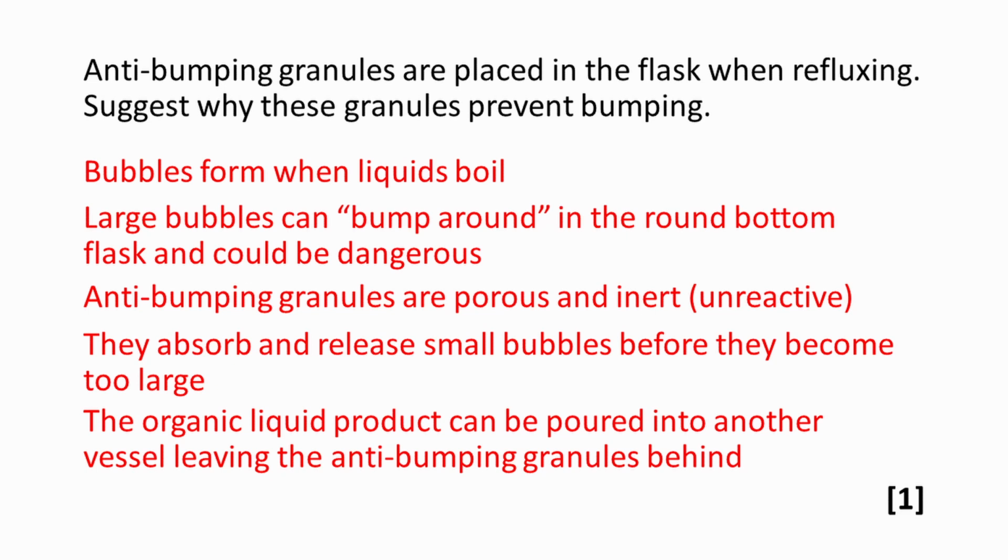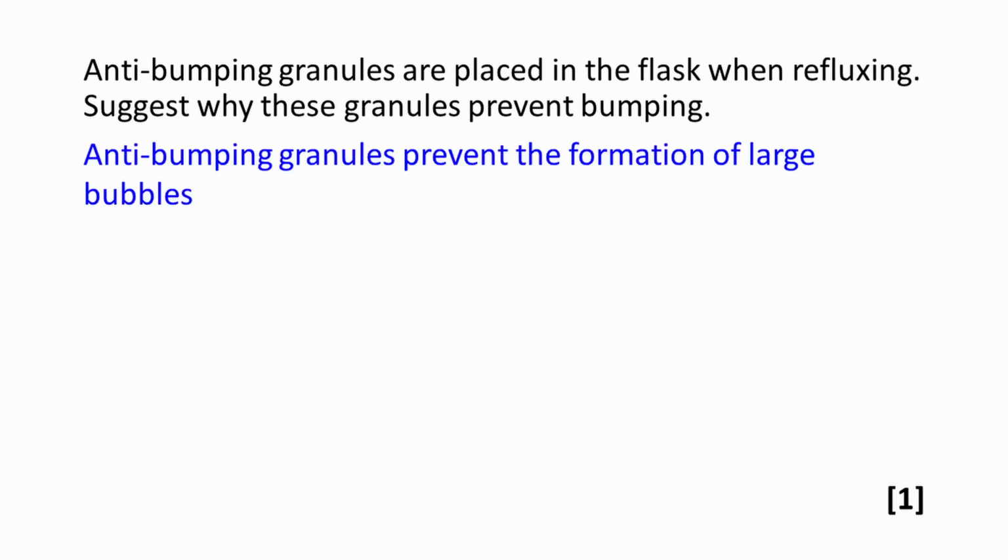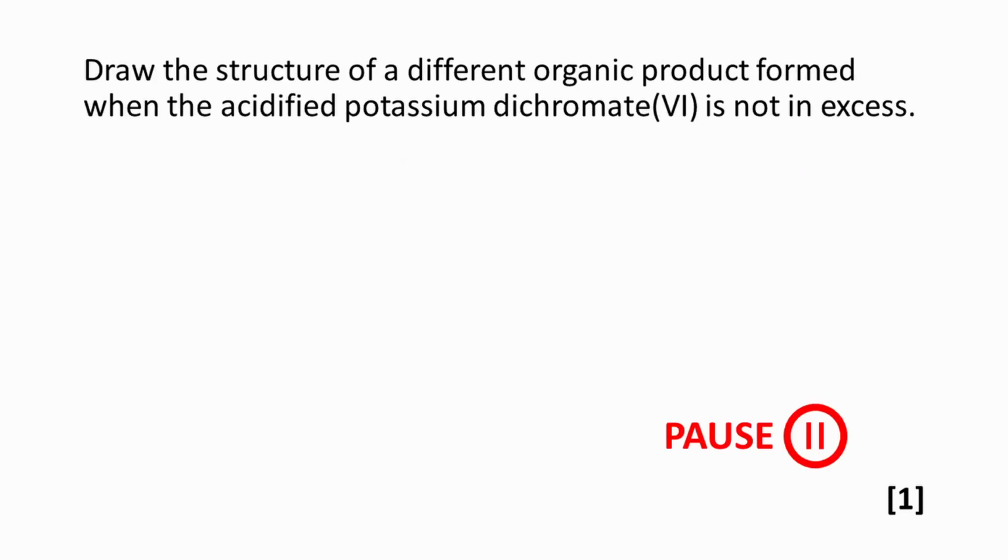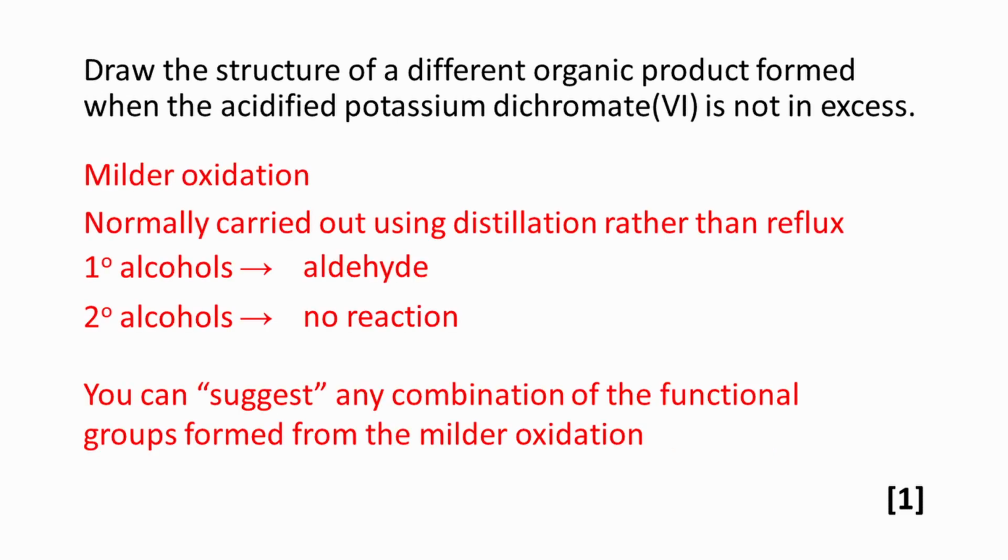The organic liquid product can be poured into another vessel, leaving the anti-bumping granules behind at the end of the reflux. To address the question, anti-bumping granules prevent the formation of large bubbles. And here's the final part of the question. Draw the structure of a different organic product formed when the acidified potassium dichromate(VI) is not in excess. A milder oxidation reaction will occur under these conditions.